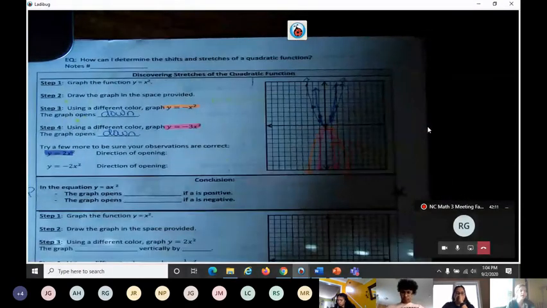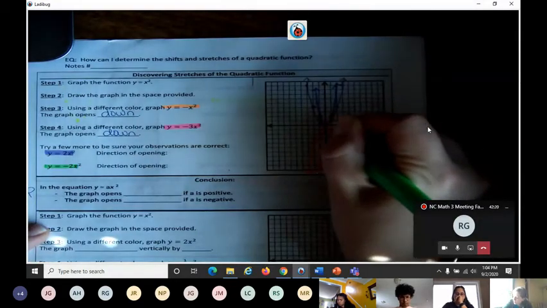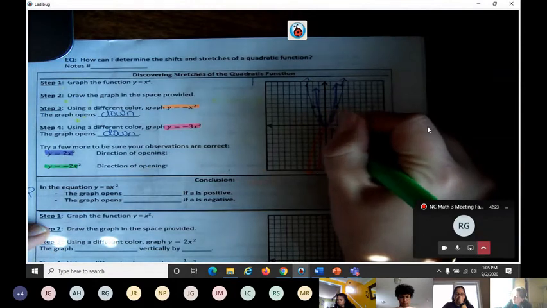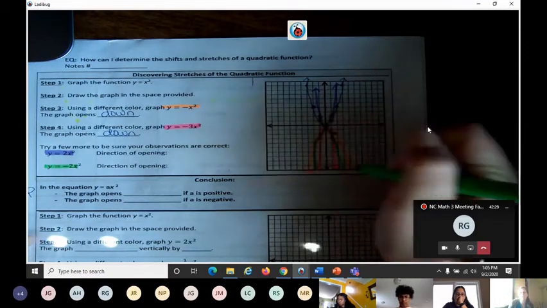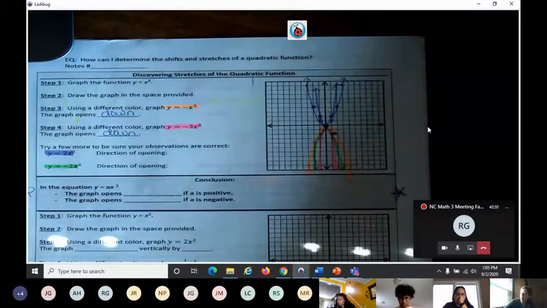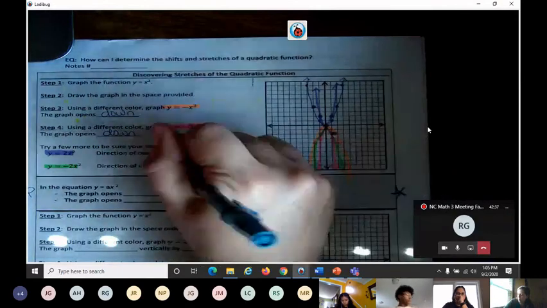When you do 2x squared, it's going to be skinny, but it's going to open up. When you graph it, you can graph all these in Desmos and check my work after we're done. And then this one is the same as the purple one, but a reflection of it. This one is a little bit fatter than the pink one, like between the pink and the orange. All right, the purple one is going to open up. The green one is going to open down.